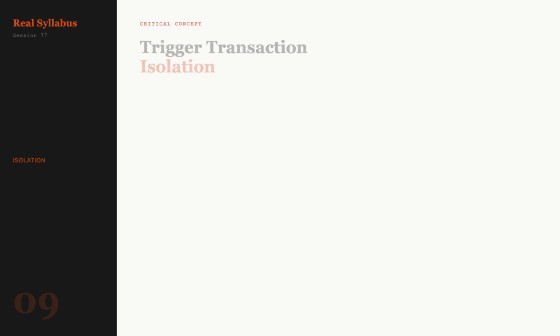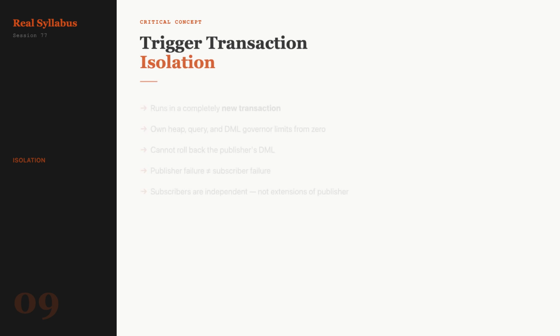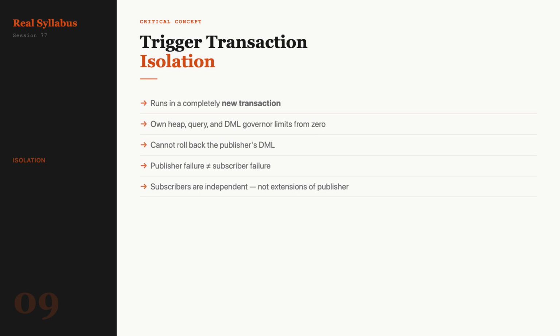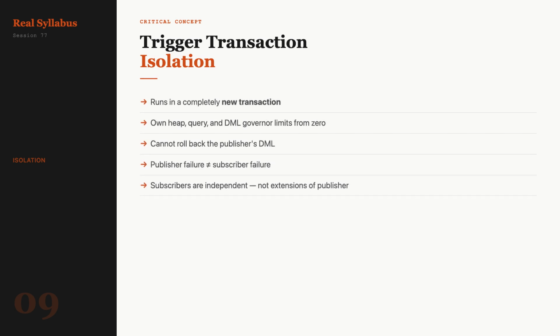The replay ID is the reliability foundation of platform events. Every message gets a sequential integer position in the stream. CometD subscribers persist the last replay ID they processed. On reconnection, they pass that ID and receive every event that arrived while they were disconnected. Events live for 72 hours. Brief outages are fully recoverable.